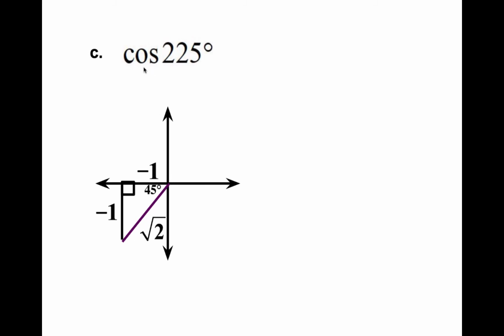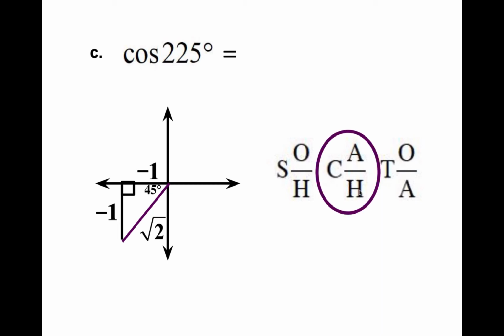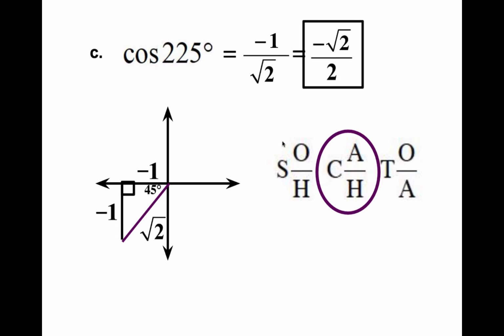So we're looking for the cosine ratio. Cosine is A over H. So from my reference angle, the adjacent side is -1. The hypotenuse is the square root of 2. We have to rationalize, so it becomes -1. Moving the root 2 on top makes it negative root 2 over 2.